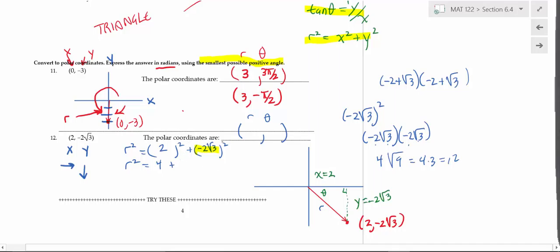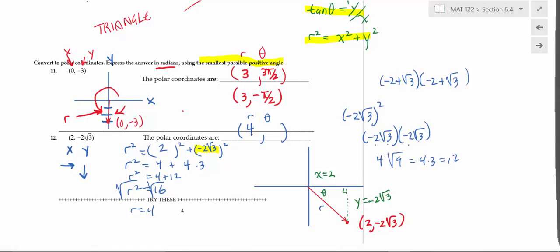You can do -2 to the second is 4. And then when you square, the radical comes off. That's the way I do that. It's like that. See? 2 squared is 4. Radical 3 squared is 3. So you get r squared equals 4 plus 12. R squared is equal to 16. And then square root both sides, so you're going to get r equals 4. And we're going to use a positive radius on this unless I state otherwise. Okay, so that takes care of that.